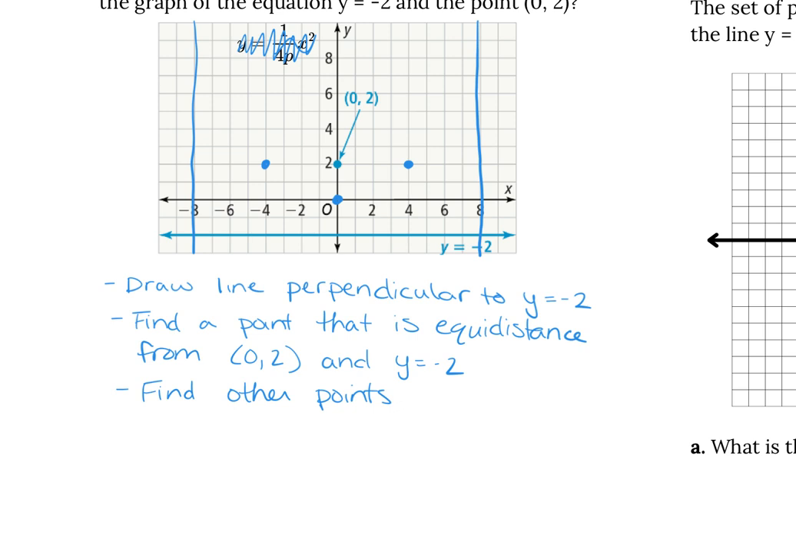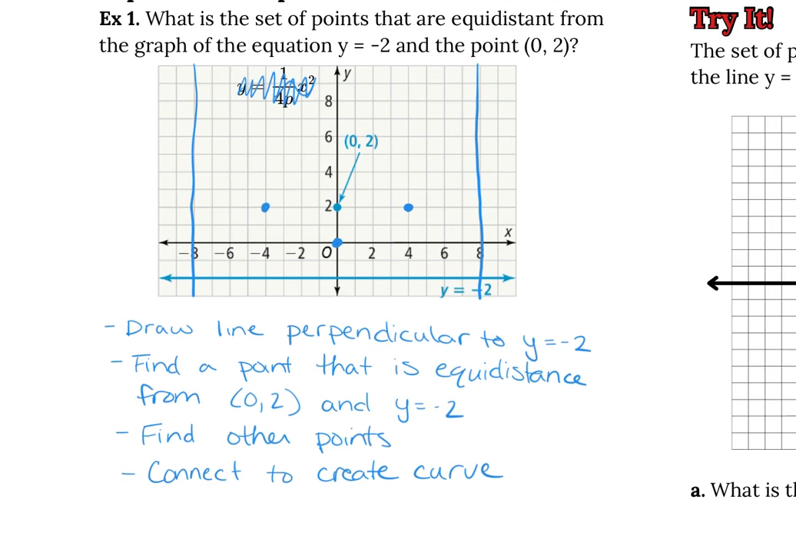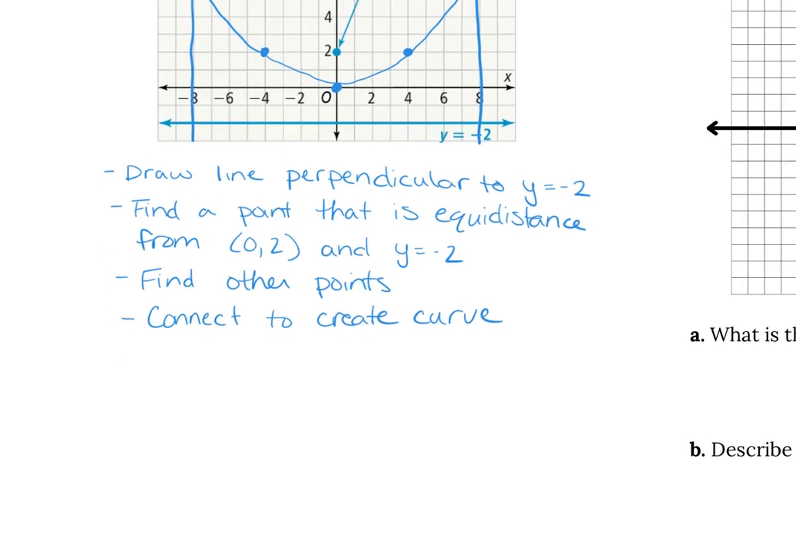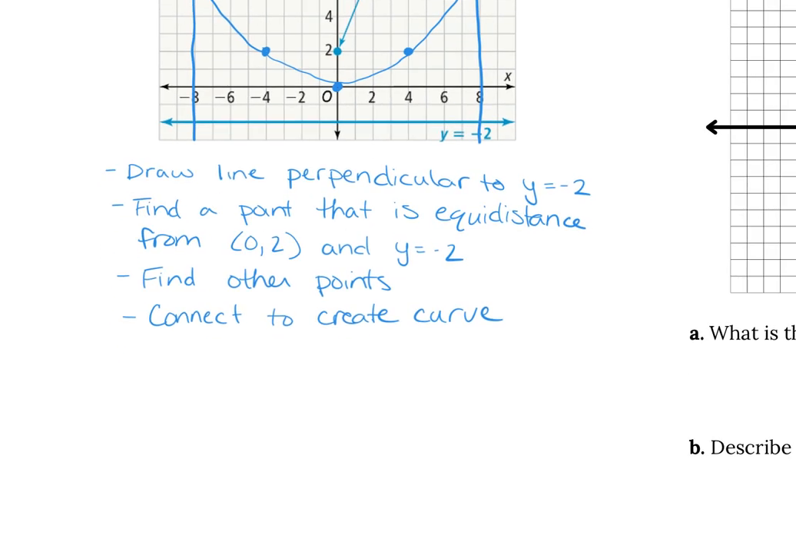Then I will create a curve. I'm going to connect those points to create a curve. That curve that I just created is called a parabola.